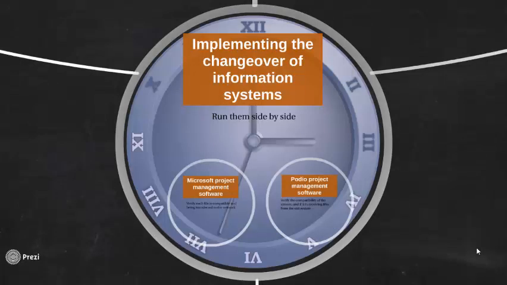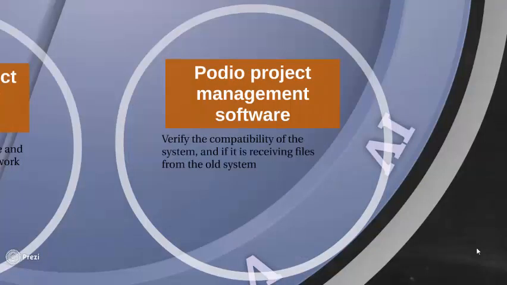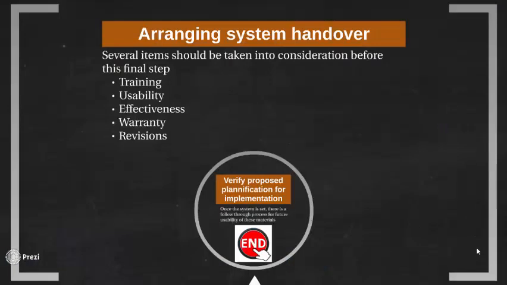Implementing the changeover of information systems. Run the system side by side. The old project management system is Microsoft Project Management software. Verify each file is compatible being transferred to the network. Each file should be compatible, or look for compatibility so it can be implemented to the new software. The new Podio project management software should be compatible with the other files you are converting and should be integrated into Podio. These systems will be run side by side to facilitate the work for the users and also to be on schedule.